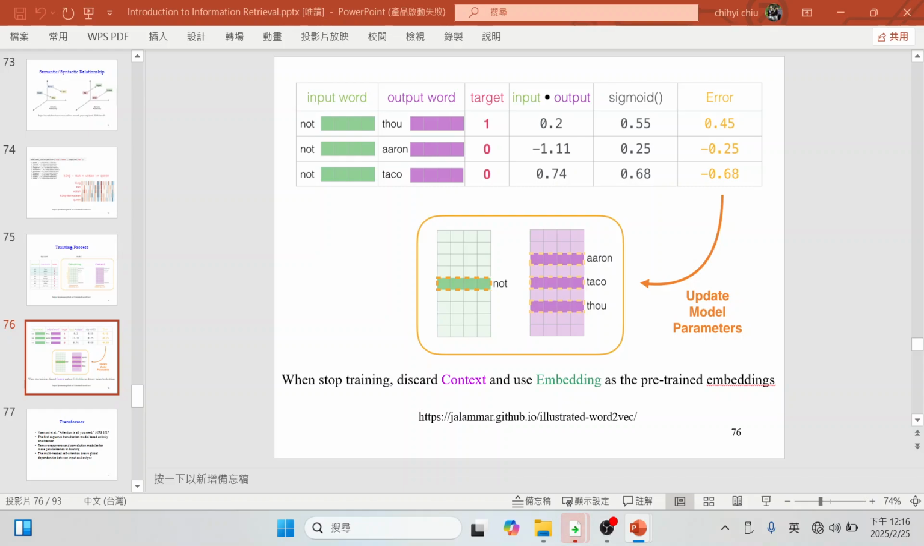So after several iterations, several epochs, your model is stable. When you finish your training, we only use the embedding matrix and discard the context matrix for your inference, or in your test stage. Okay, any problems?